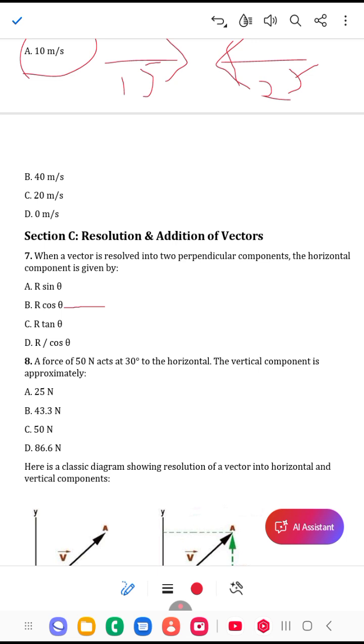Now look at this question. Number 8. A force of 50 Newton acts 30 degrees to the horizontal. So the vertical component will be R sine 30. R sine 30. So that will just be 50 times sine 30. And 50 times sine 30 is B. So the answer to this question here is B.